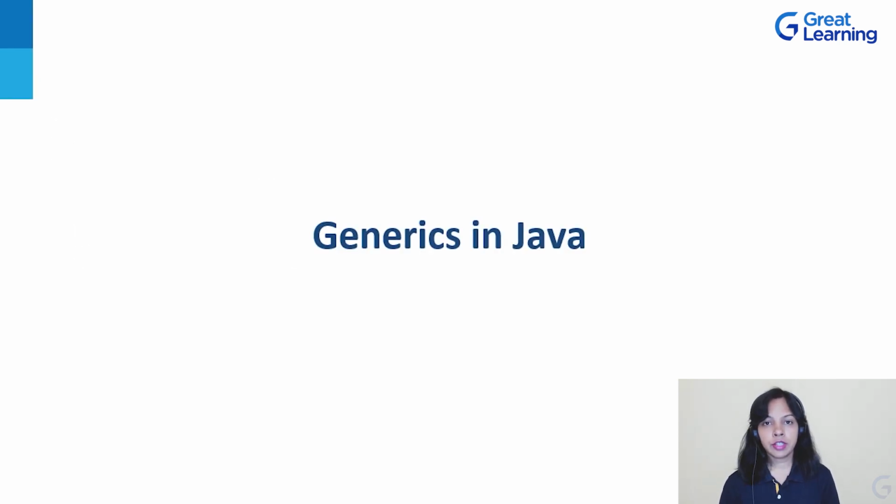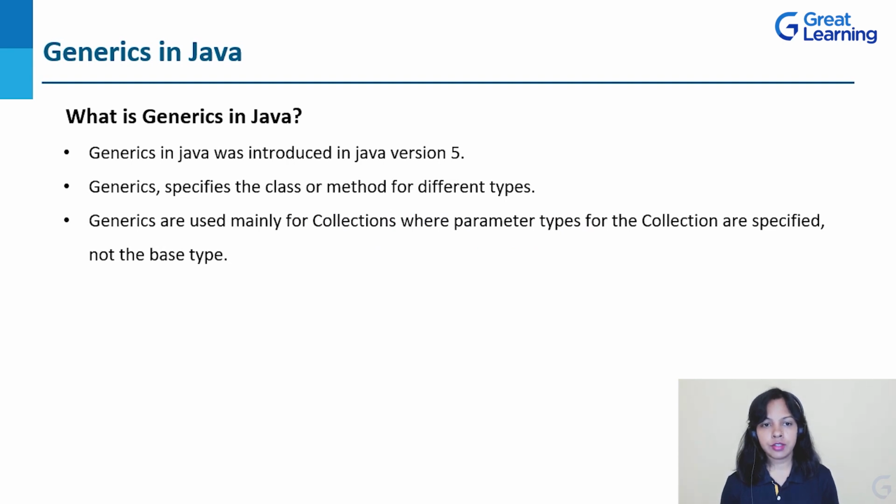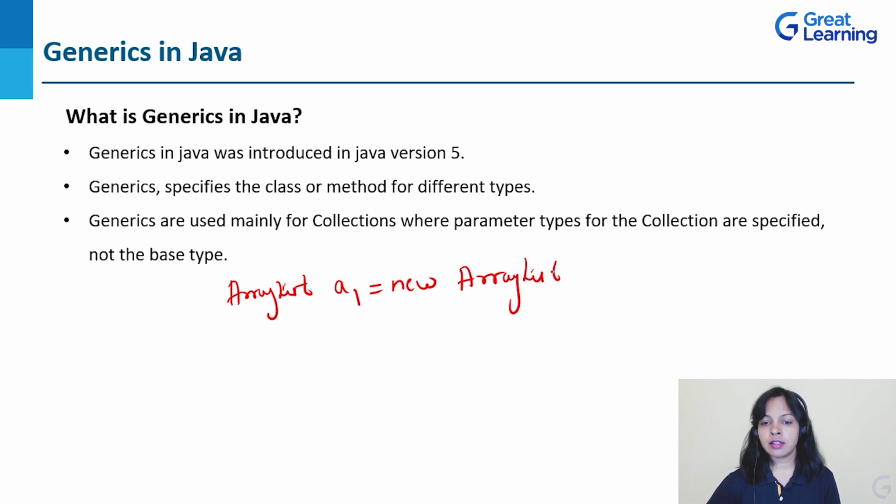The next topic is generics in Java. So what is generics in Java? Generics in Java was introduced in Java version 5. This concept specifies the class or methods for different types. For example, if I want to define or use an array list and I want to create an object for it, suppose the object name is A1 equals to new operator and then the constructor of the class array list. Then in this case, this array list A1, that is the object A1, can contain data of any type. May it be integer, may it be boolean, may it be a string, right?